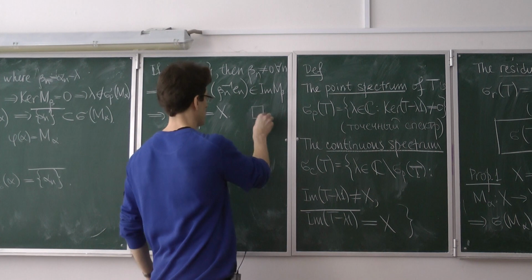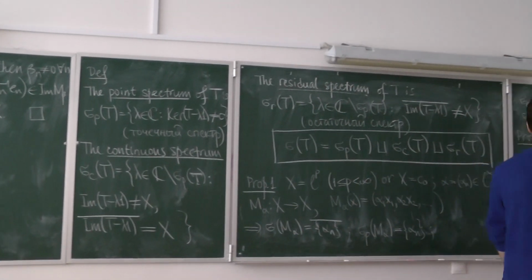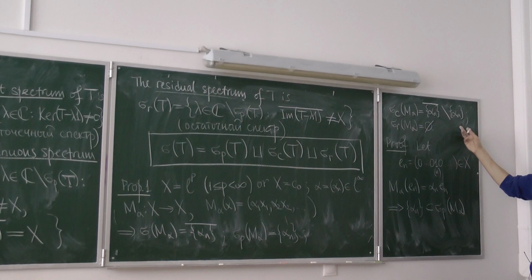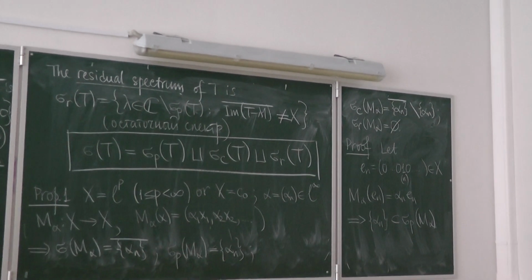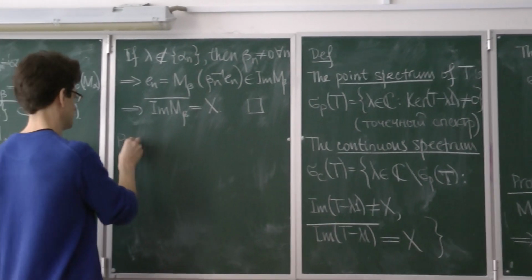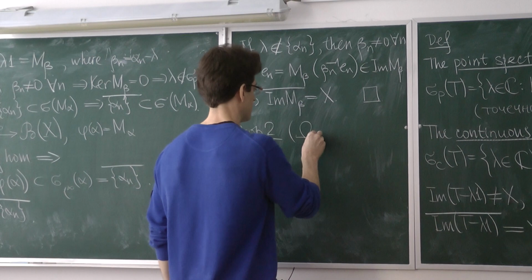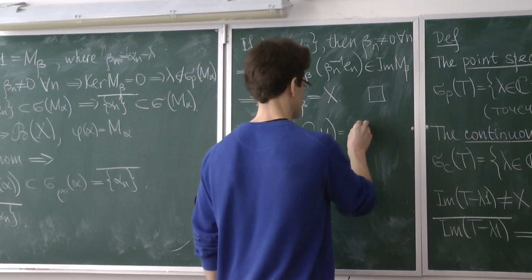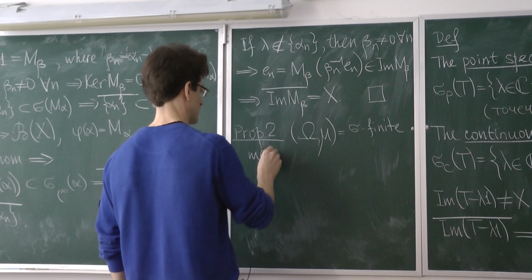So this shows that the residual spectrum is empty, and so the continuous spectrum consists of all points in the spectrum which are not in the point spectrum. This result can be generalized to arbitrary multiplication operators. This is proposition 2. Suppose that we have a sigma finite measure space, omega mu.